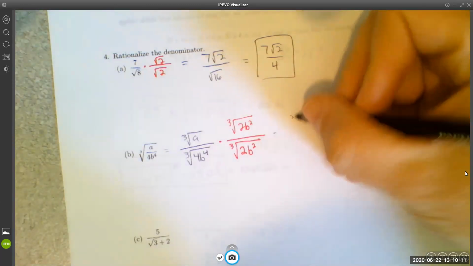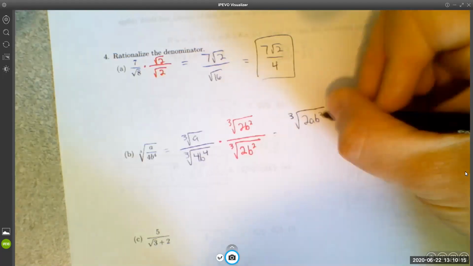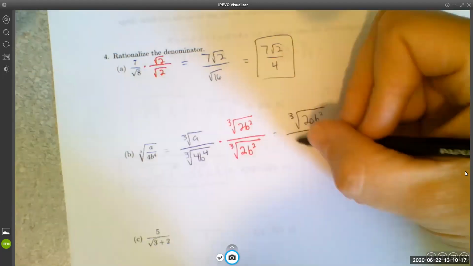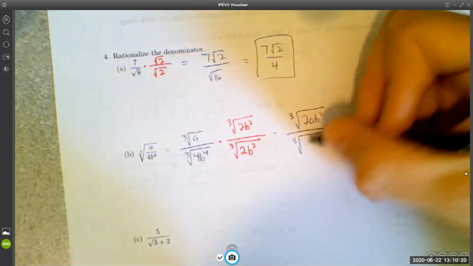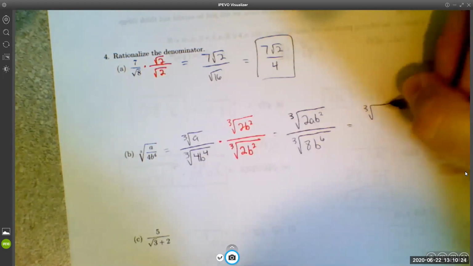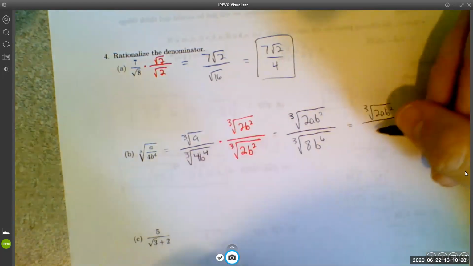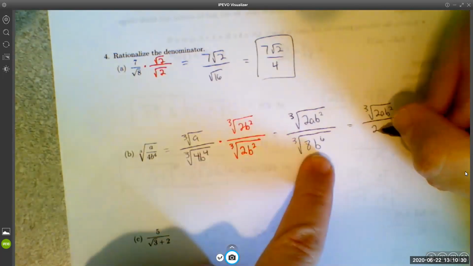So we've got cube root of 2ab squared divided by cube root of 8b to the 6th. That's a cube root of 2ab squared divided by cube root of 8 is 2, cube root of b to the 6th is b squared.